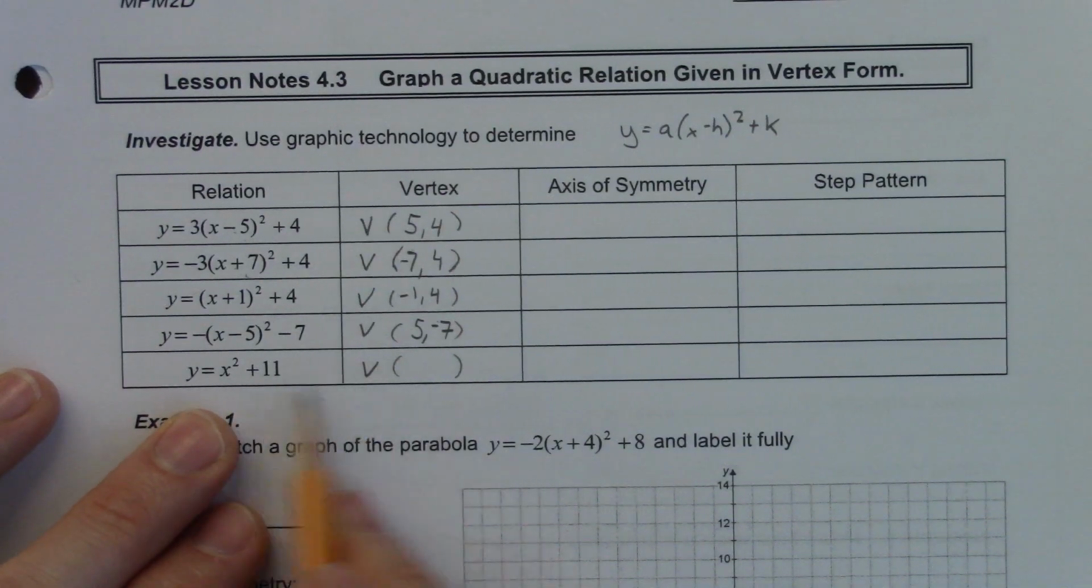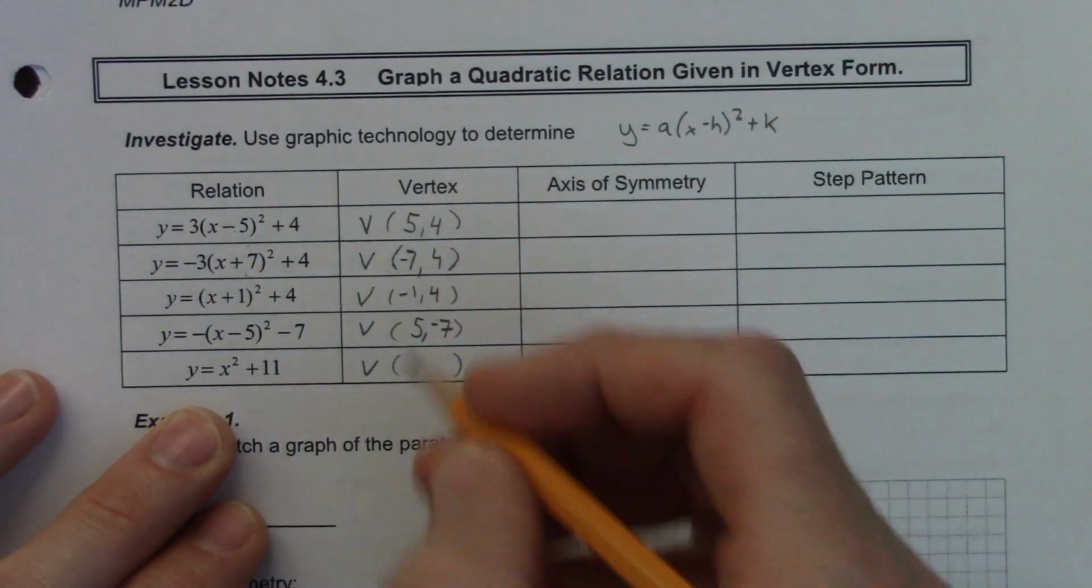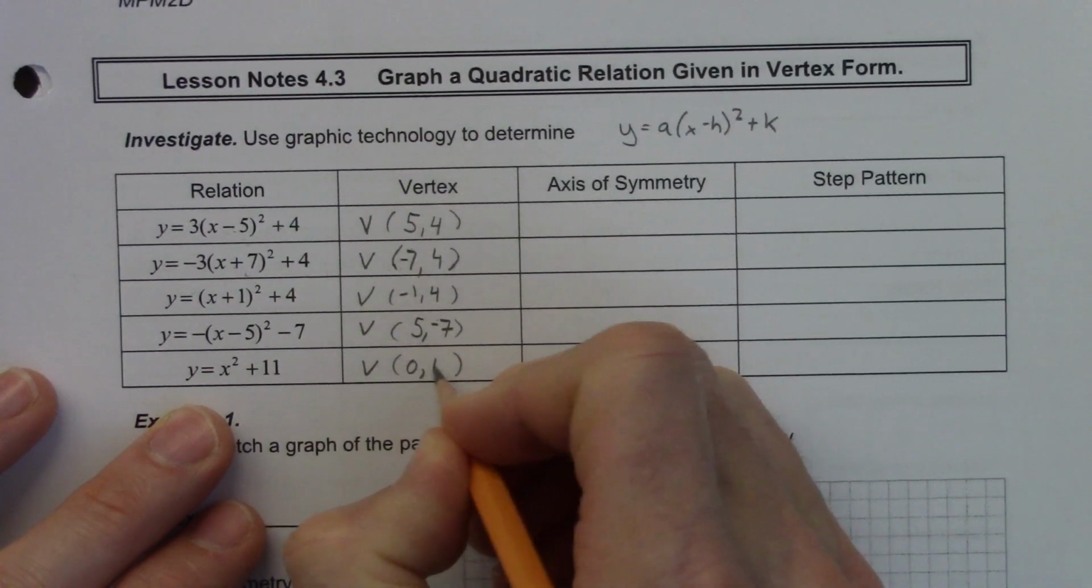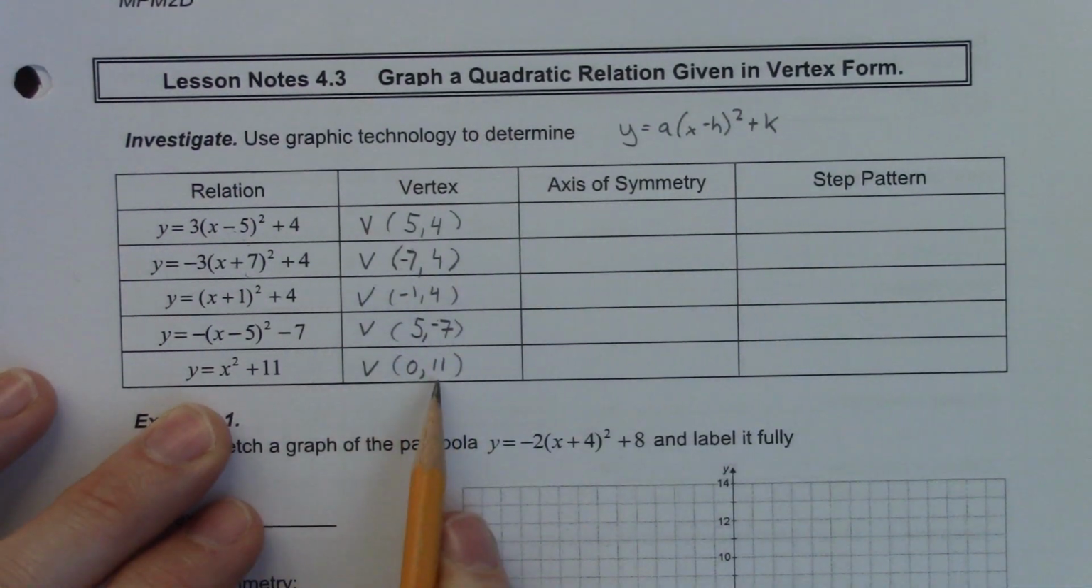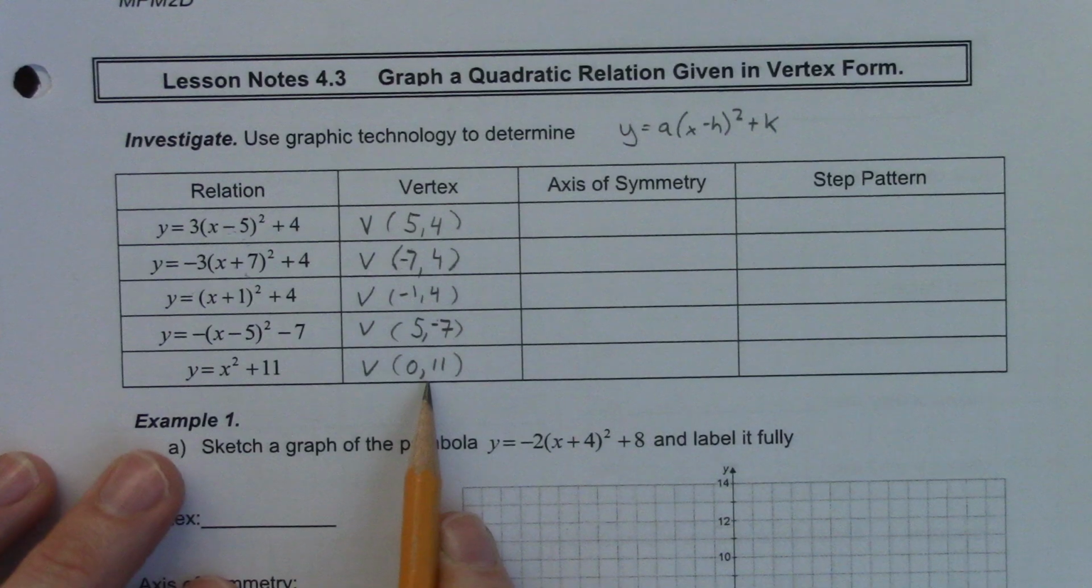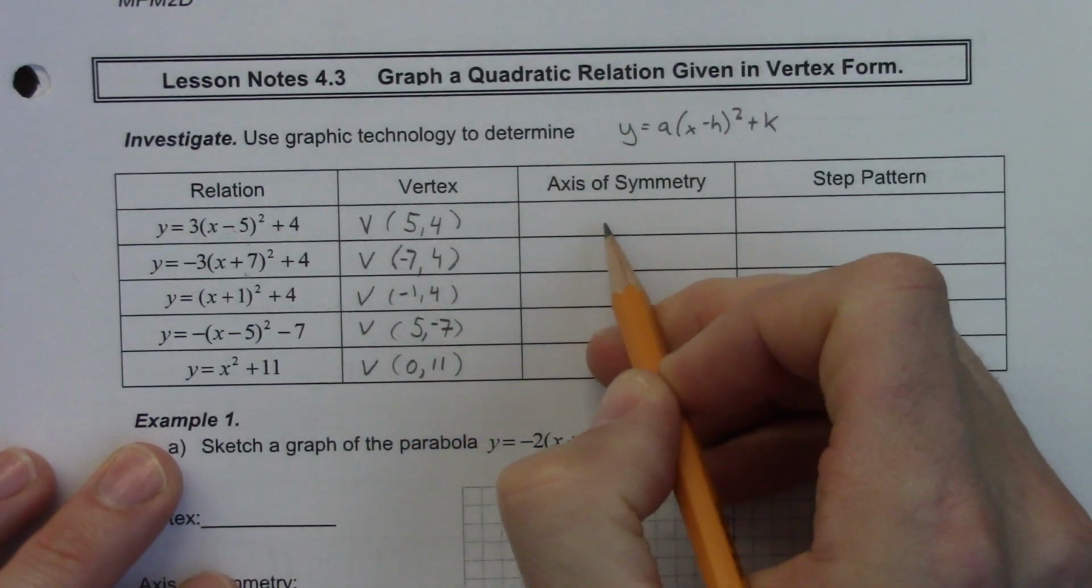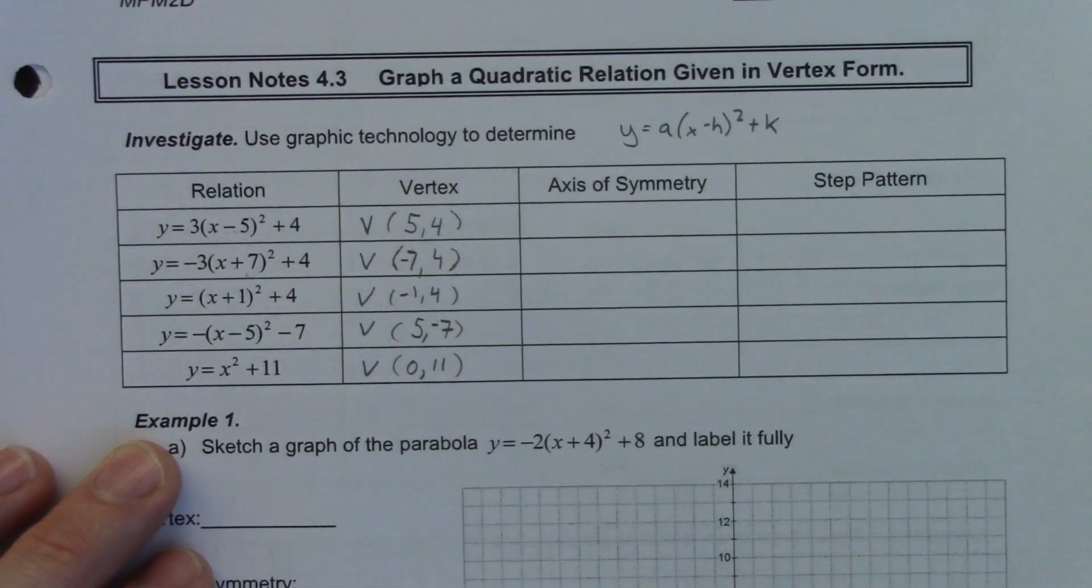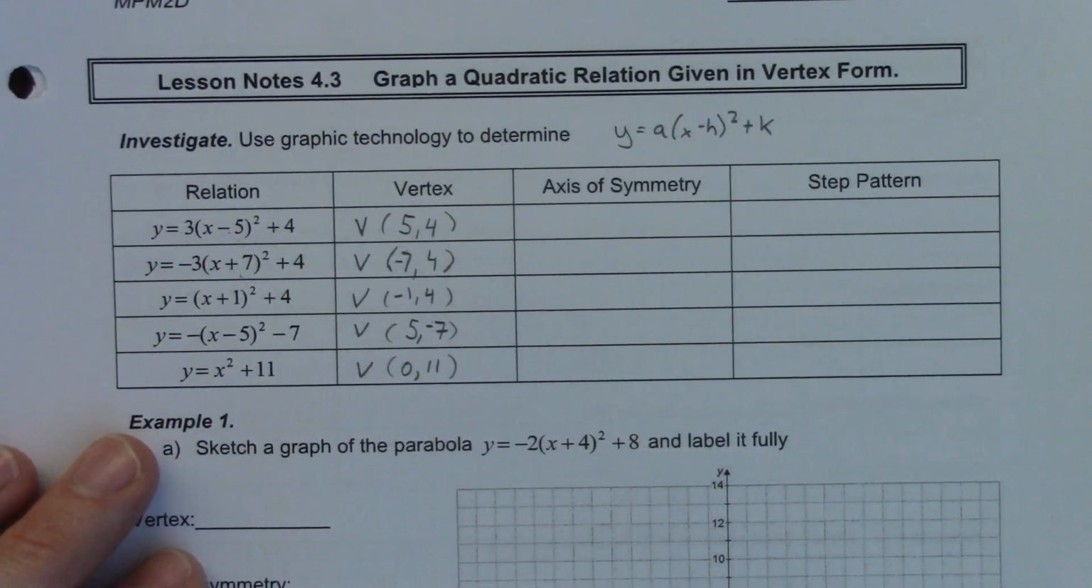Teodi, what about this one? 0 and 11. Very good. Yep, 0 and 11. Okay? Axis of symmetry. What is that? RC, do you remember what axis of symmetry is?